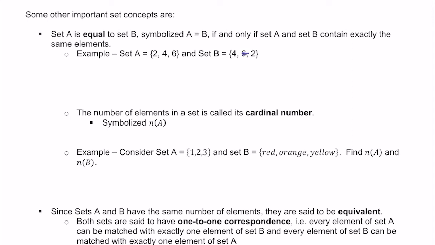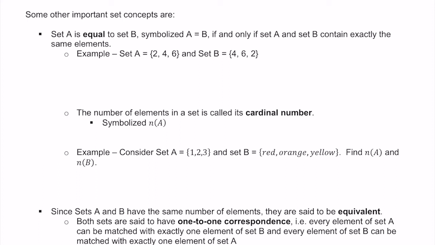So if I was to change this 6 to a 5, those two sets would no longer be equal because they don't have the same elements. But luckily they do. So I'm going to change this back. Set A has the elements 2, 4, and 6, and set B also has 2, 4, and 6, so they're equal. The number of elements in each is 3, right? 2, 4, and 6 are 3 numbers, and 4, 6, and 2 are 3 numbers.